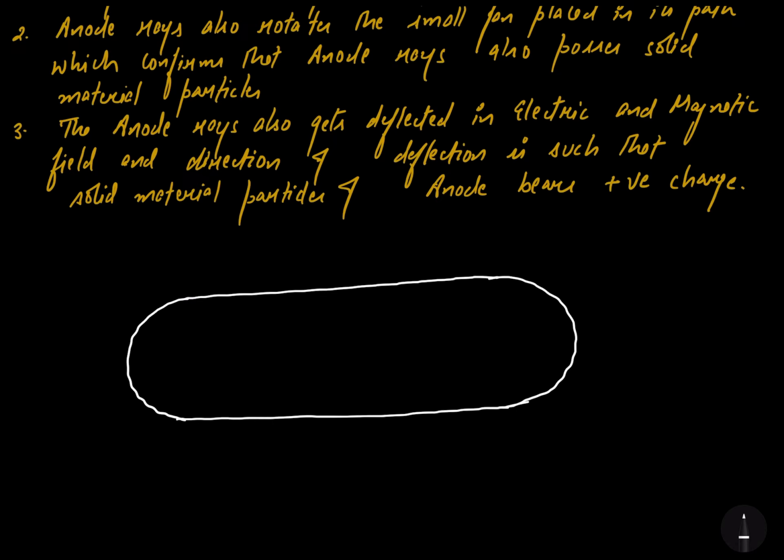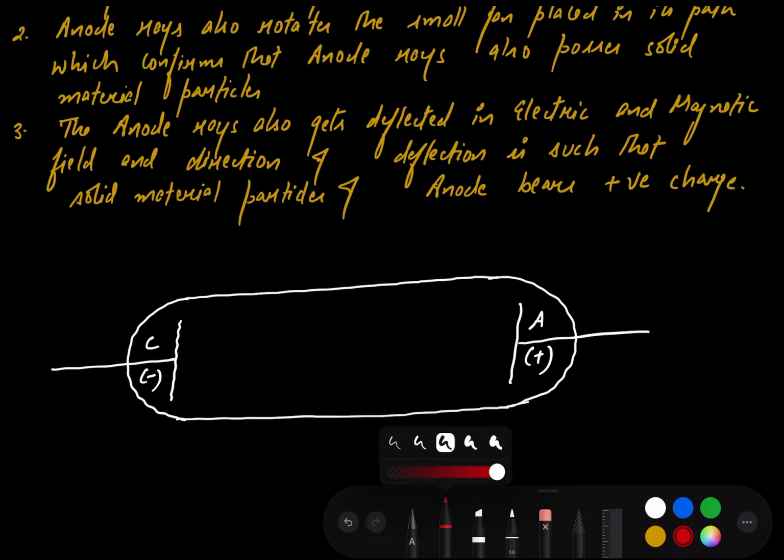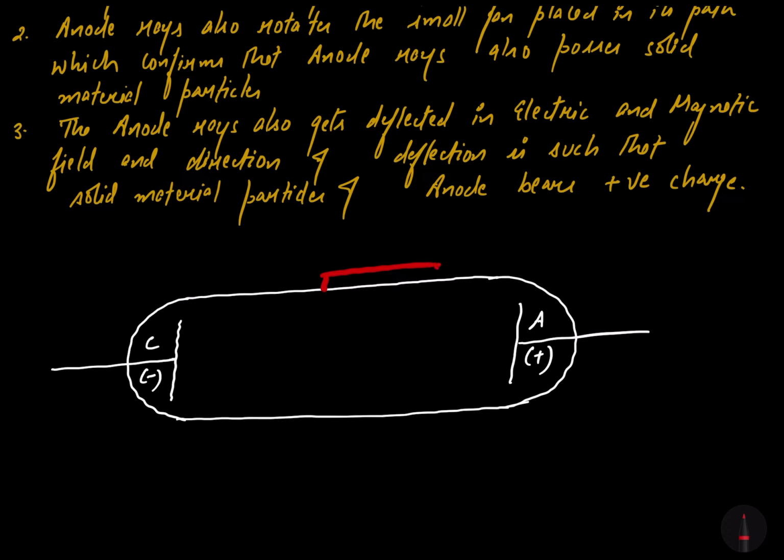This is my discharge tube. That's my cathode over here with a negative charge. That's my anode over here with a positive charge. Now I am putting my two poles of magnetic field on the sides of the discharge tube. That's the positive pole. That's the negative pole. Now what will happen?